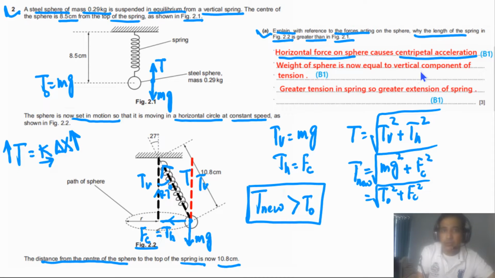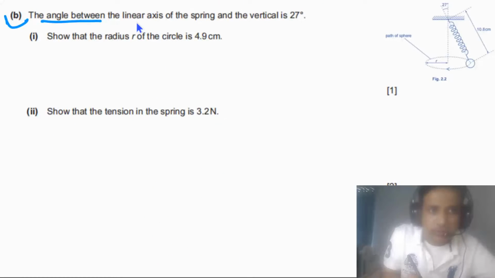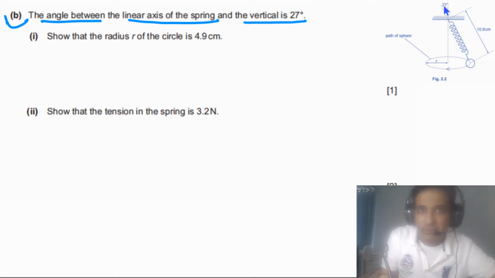Weight of the sphere is equal to the vertical component, as we have mentioned here, and greater tension in the spring means greater extension of the spring. So if T is greater, it means delta x also has to be greater. I hope this makes sense to you. Part B says the angle between the linear axis of the spring and vertical is 27 degrees. So this angle is given to us, so we can also write down 27 here because alternate angles are equal.